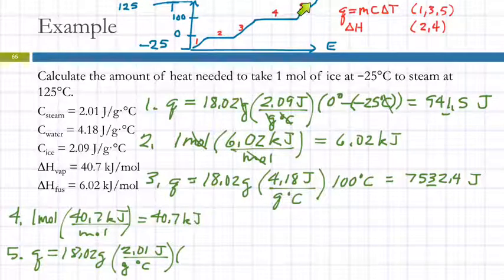And then the temperature change for this segment. The final temperature is 125, the initial temperature is 100. 125 minus 100, that's 25 degrees Celsius. That gives 905.5 joules. Okay, any questions?